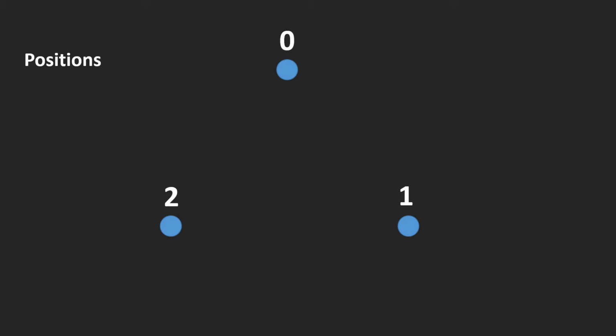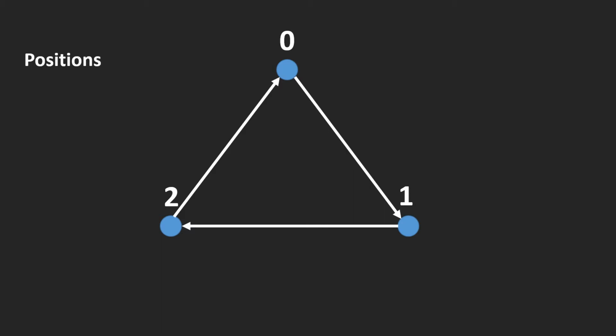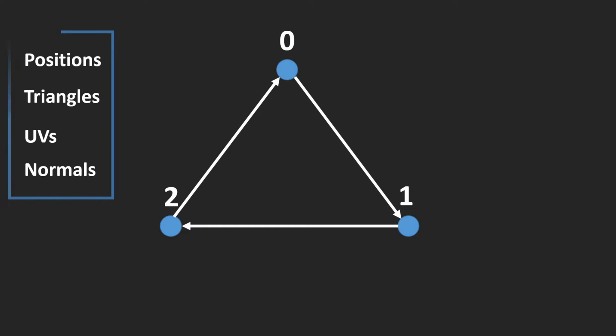And now we can tell the GPU to go from 0 to 1 and then 1 to 2 and then 2 to 0. And that's it. The GPU will draw a triangle in the clockwise sense. So this ordered sequence of 3 indices is called a triangle. Apart from vertex positions and triangles, we have UVs and normals. UVs are used for texture mapping and the normals are used for the lighting calculations. And these are collectively called a mesh.